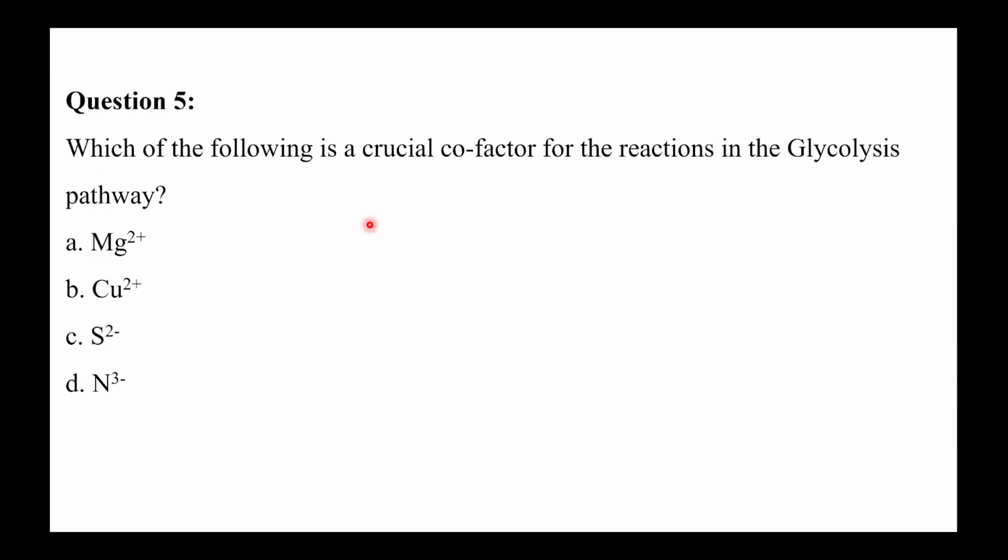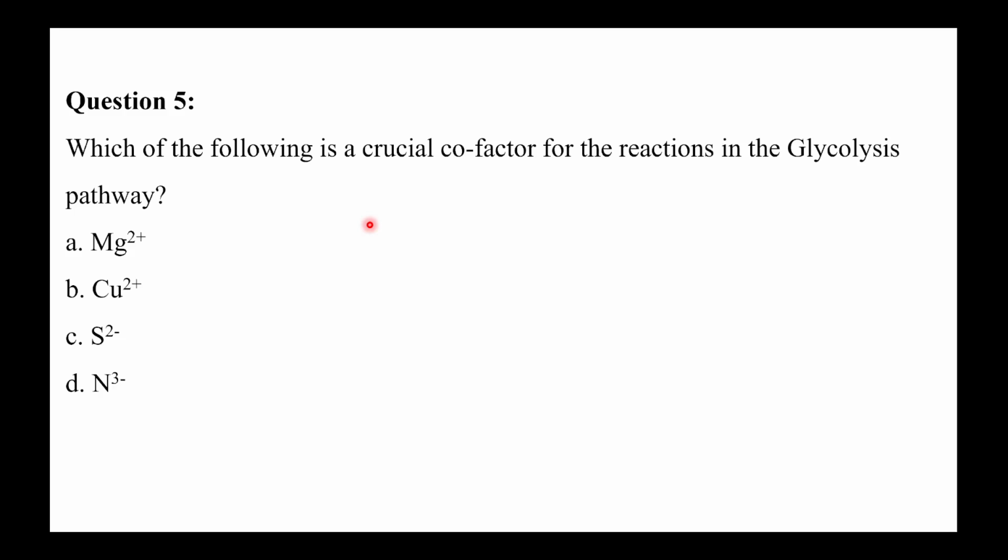Moving on to the next question. Which of the following is a crucial cofactor for the reactions in the glycolysis pathway? You just now saw there are 10 reactions going on in the glycolysis pathway, right? So out of the following four cofactors, option A is Mg2 plus, option B Cu2 plus, option C S2 minus, and option D is N3 minus, that is nitrogen ion.